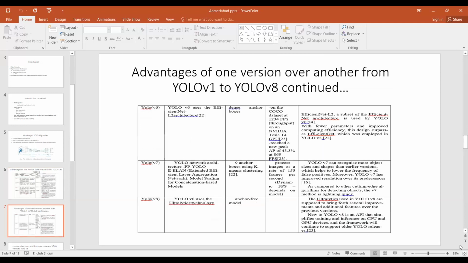155 frames per second. YOLO V8, actually, is under development, and it uses new technology, that is Ultralytics technology, and it is an anchor-free model. The Ultralytics used in YOLO V8 is supposed to bring forth several improvements and additional features over the previous versions.